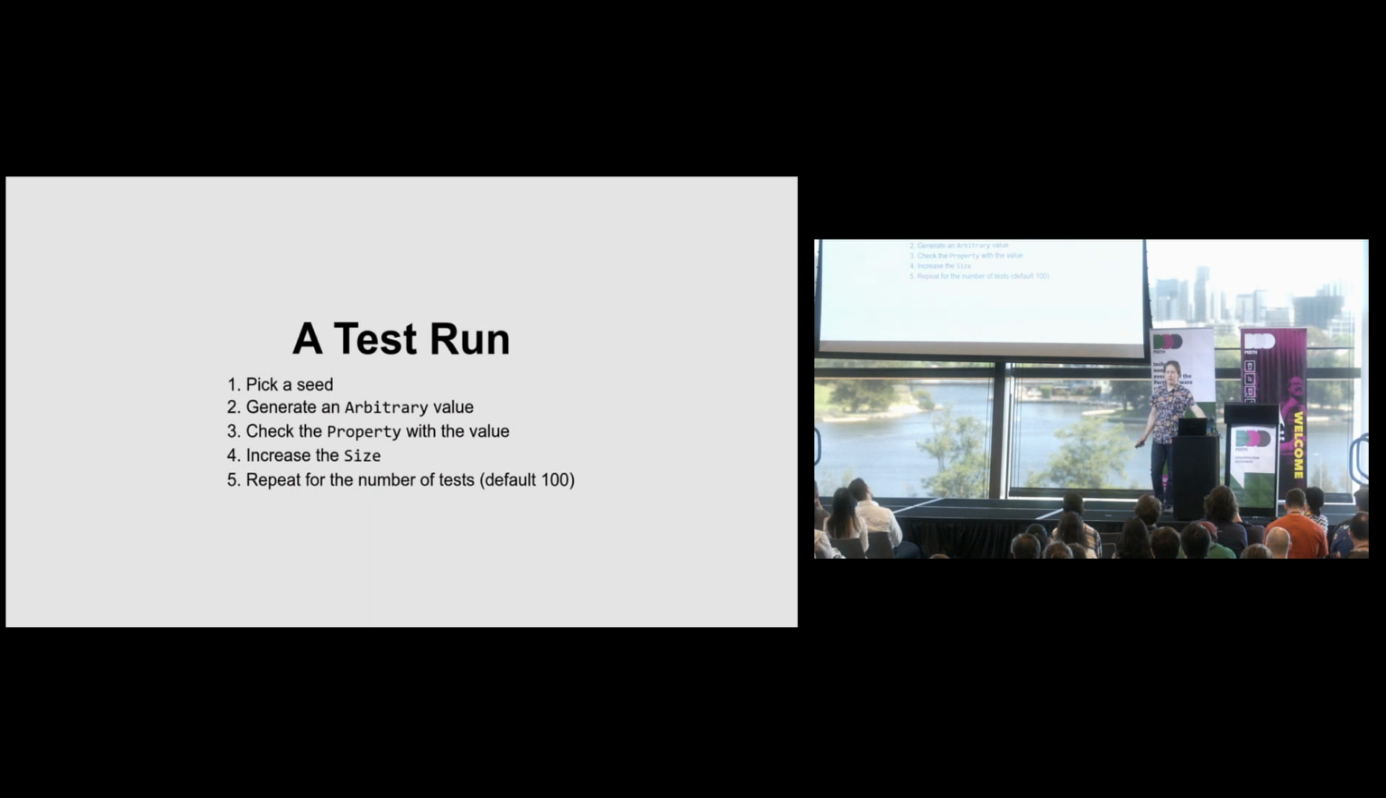Each test run follows some basic steps. It begins with choosing a seed for the random data generator. Then we generate an arbitrary value and evaluate the testable with it. If the testable succeeds, we increase the size, generate another value, and repeat the generation and testing process until we've run enough test cases. The first step is the seed.